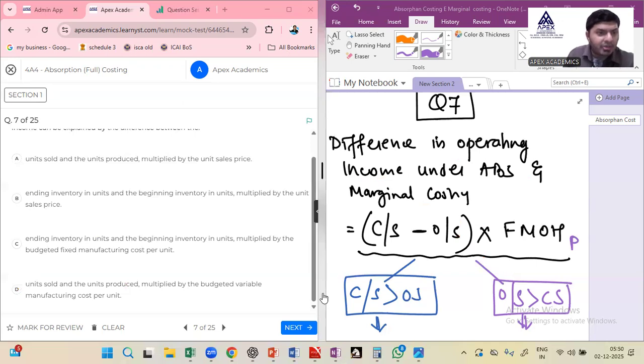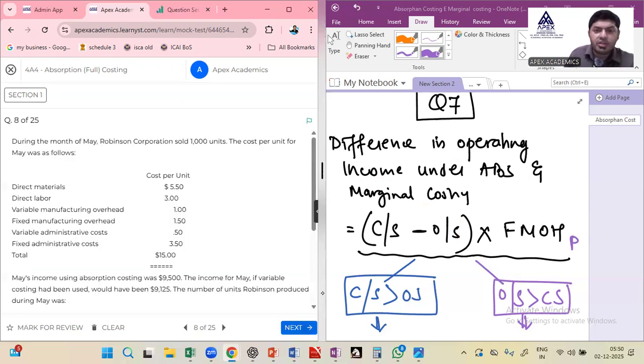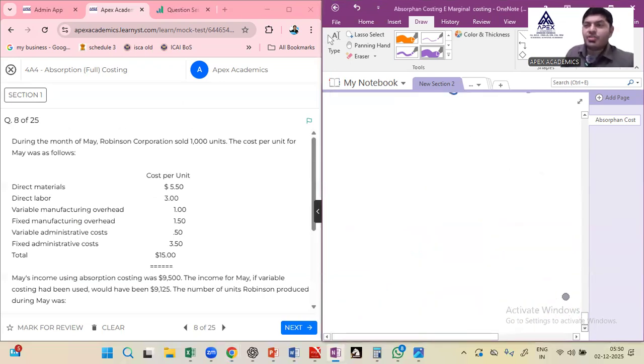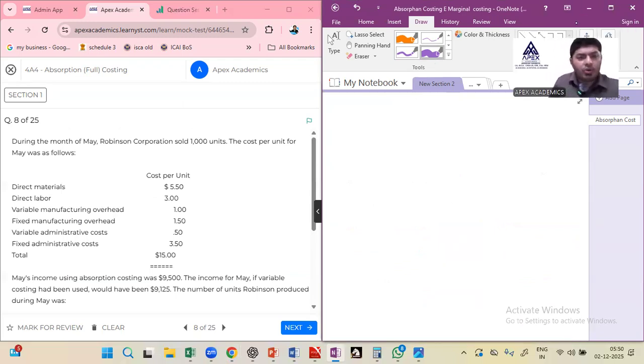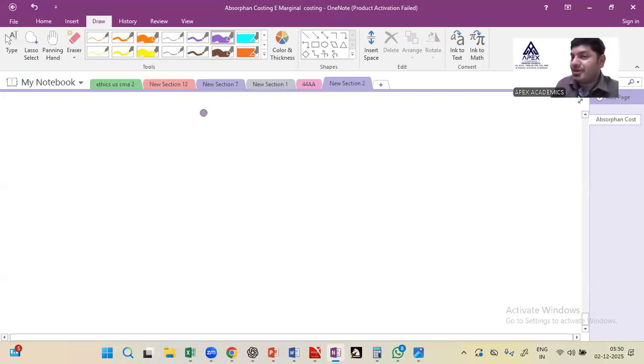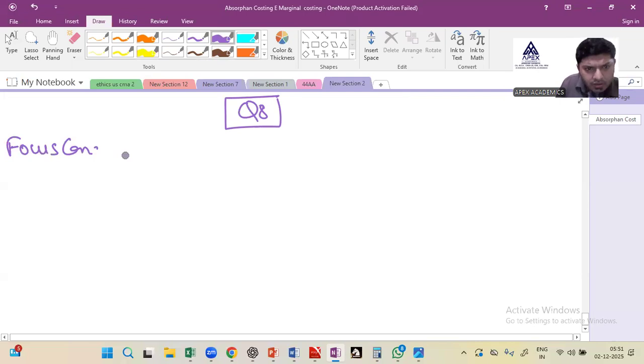Guys, question number 8 promises to be a blockbuster question. But before I go to question number 8, I would like to talk to you about the concept of question number 8. We need to pay attention to this particular point. We are talking about question number 8 of our LMS, but before that, we will do focus concept.